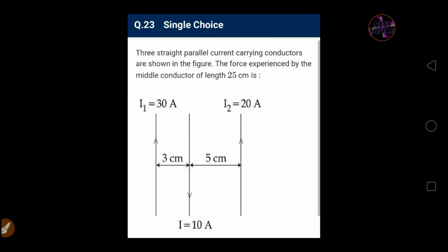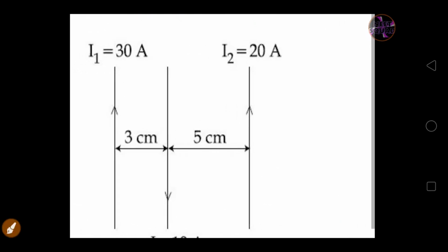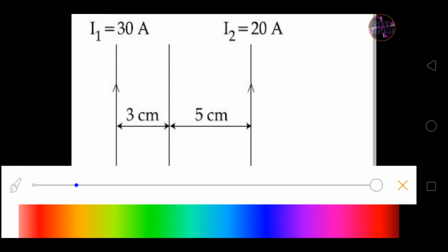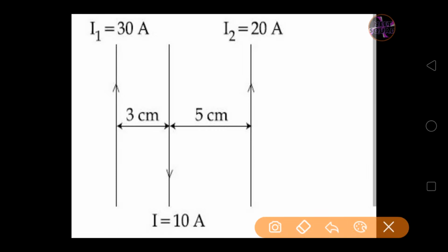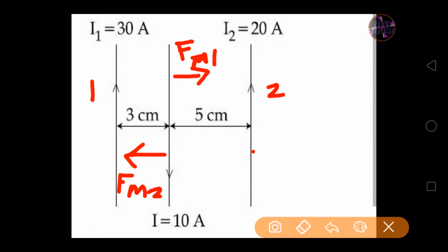Current carrying conductors are shown in the figure. The force experienced by the middle conductor of length 25 centimeter. So observe this diagram. Current is in the opposite direction. So force on the middle one by the first one: this will pull it like this. Current in the opposite direction: this will push it like this. Force on the middle one by the second one. This is the first one, this is the second one, this is the middle one.